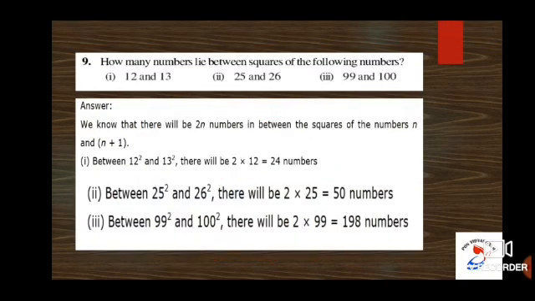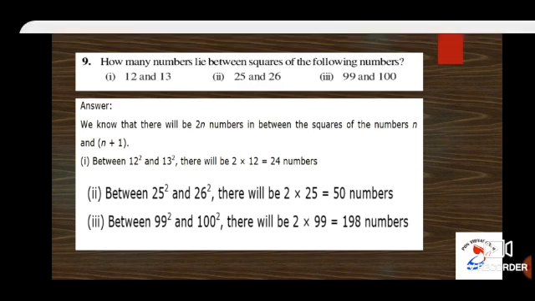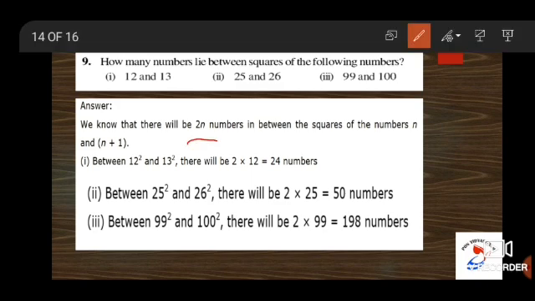We'll move on to the 9th problem. How many numbers lie between squares of the following numbers? Subdivision 1, it is 12 and 13. We have discussed this formula in part 1. We know that there are 2n numbers in between the squares of numbers n and n plus 1. So here n is 12 and n plus 1 is 13. So you can apply the formula 2n. So 2 into 12, that will be 24 numbers.